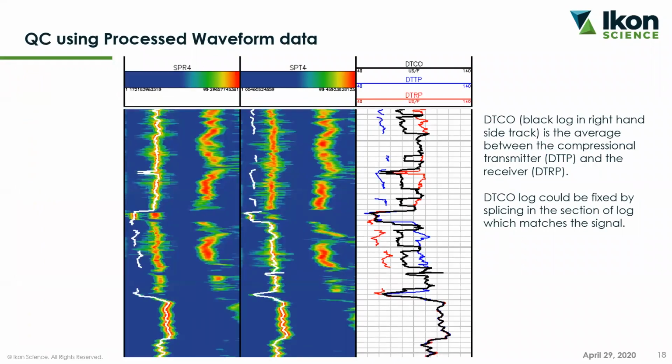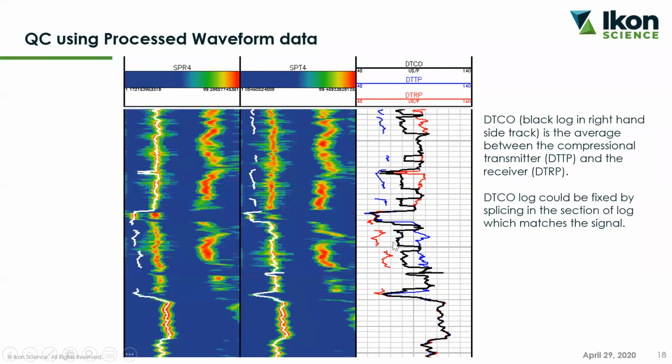So the next example is from a more modern tool. This is from a Schlumberger DTI type tool, and we can see here a monopole compressional signal of a coherency, and this is from the receiver and this is from the transmitter. And what happens is that they take those two and essentially take the average to be the final sonic log, the DTCO.